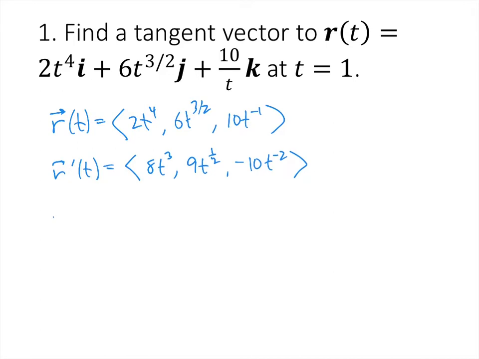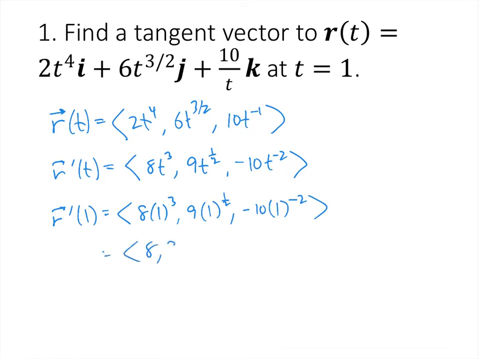So that's my general formula for the tangent vector, and they want to know the tangent vector at t equals 1, so I'm just going to plug 1 into this function. So that gives me 8 times 1 cubed, 9 times 1 to the 1/2, and then negative 10, 1 to the negative 2. So that's just going to be 8, 9, negative 10.